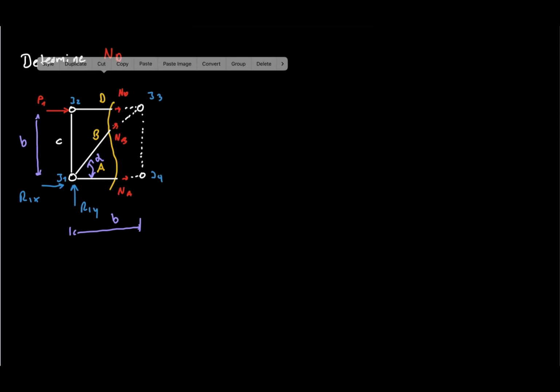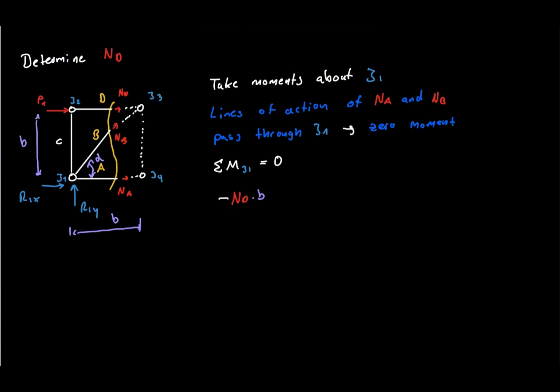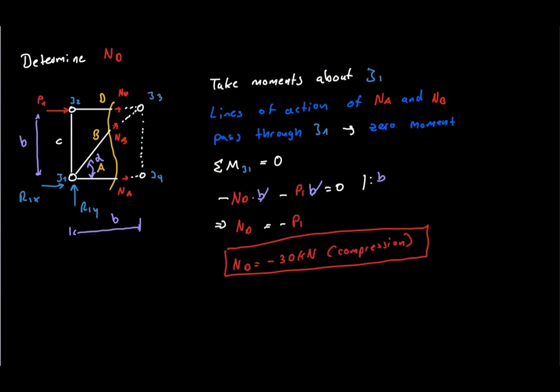Next, we want member D. This time, look at members A and B. Their lines of action intersect at the lower left support joint. If we take moments about that point, both unknown forces disappear. The moment equation then contains only the horizontal external load and the force in member D. Solving it gives negative 30 kilonewtons. The negative sign tells us that our assumed tensile direction was incorrect. Member D is therefore in compression, with a magnitude of 30 kilonewtons.